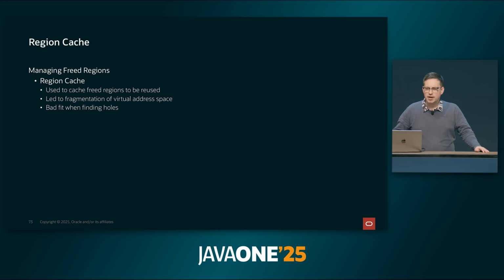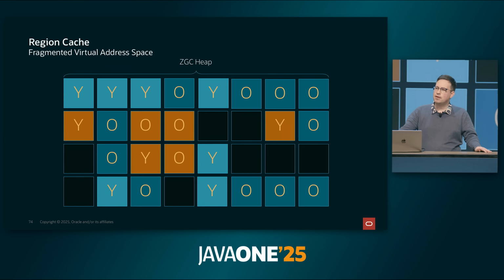We've also been spending a lot of time lately on how we represent the memory that's free in ZGC. What we have today is something that we call a region cache. Essentially, when memory is freed, and in this picture it's the orange regions, when they get freed, they are placed in a cache. And when allocations happen, the cached regions are reused. One unfortunate aspect of this is that it leads to some virtual address space fragmentation. While that doesn't really cost any physical memory, it does increase the number of mappings that we need.